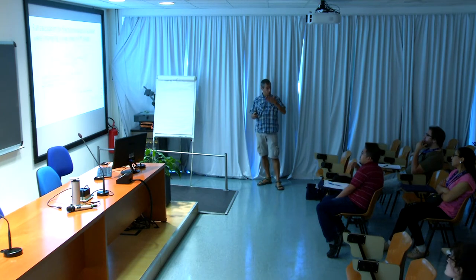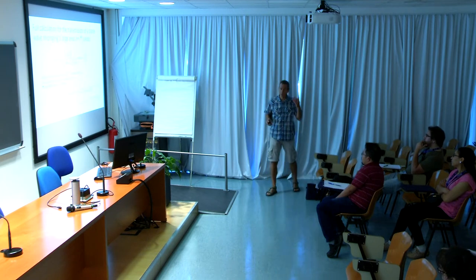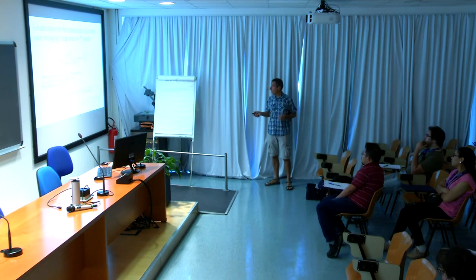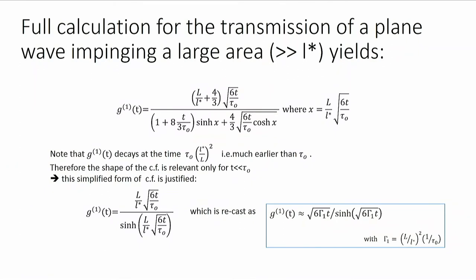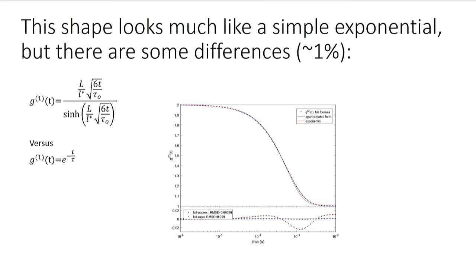What we are doing, we have a continuous wave laser, helium-neon, 633 nanometers. We can work out the calculations, discover that in transmission, if I look across the sample, the correlation function will have a shape that is this square root of time over the hyperbolic sinus of this, which looks much like an exponential. We won't use the exponential because it's not very accurate. We use the proper form, but just remember, it's kind of an exponential.